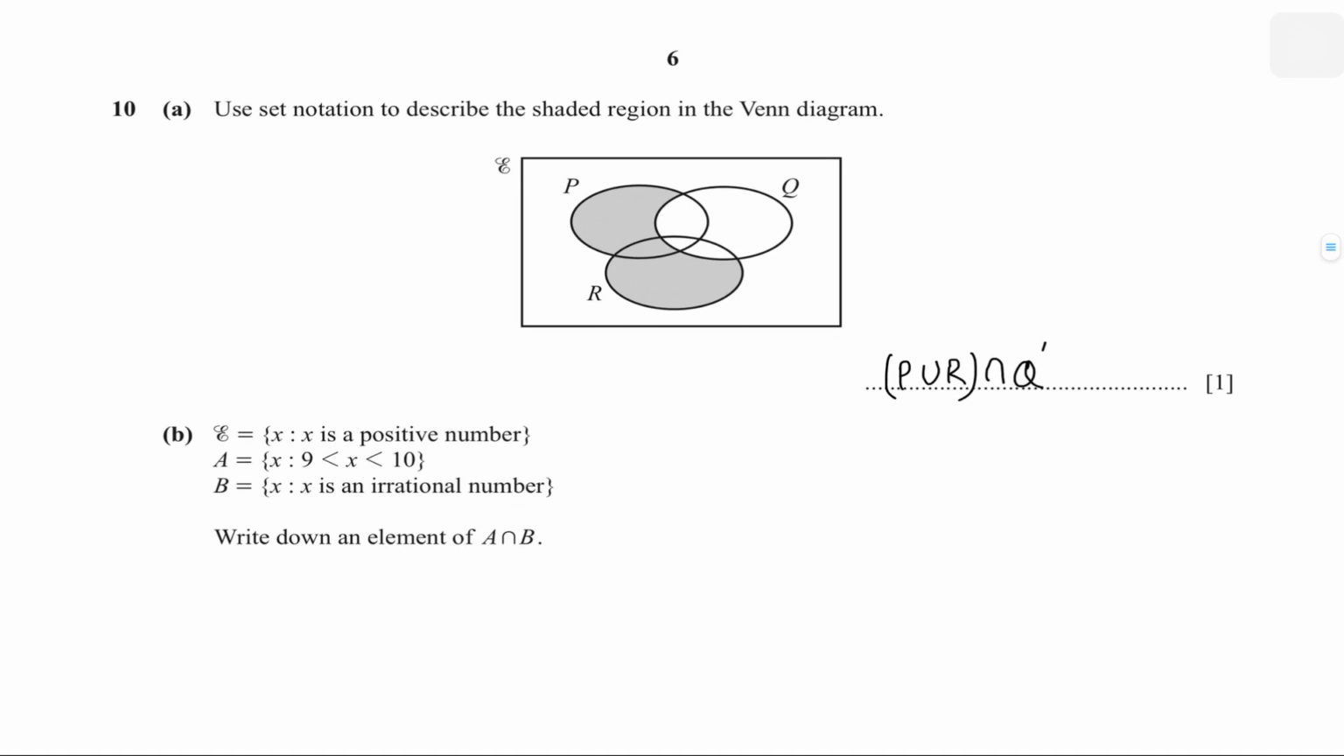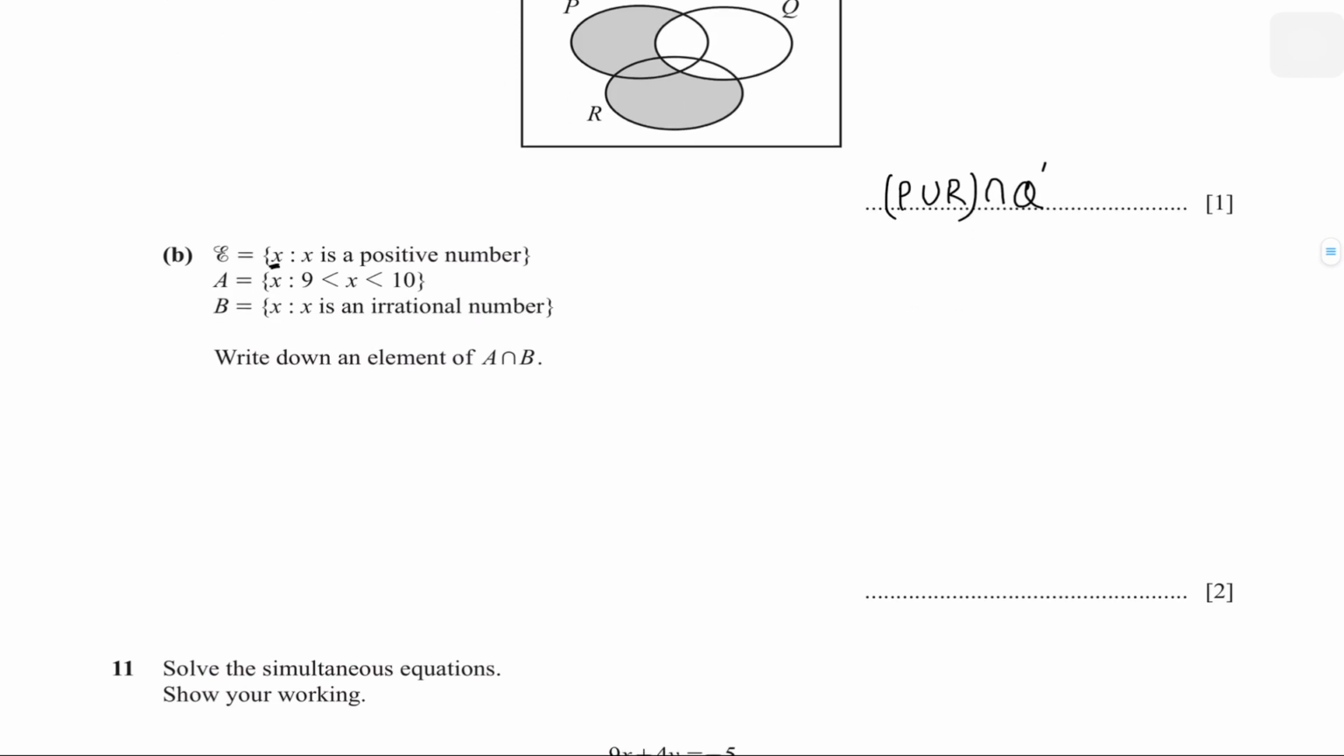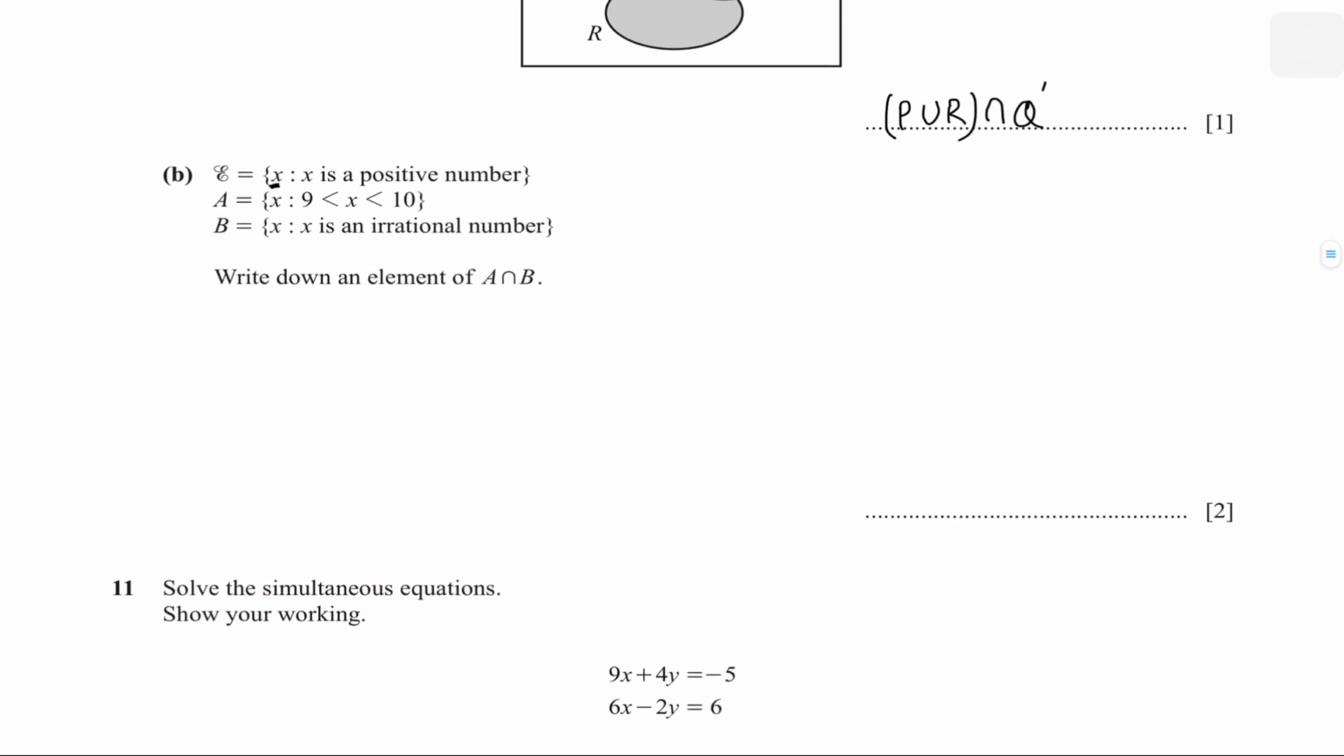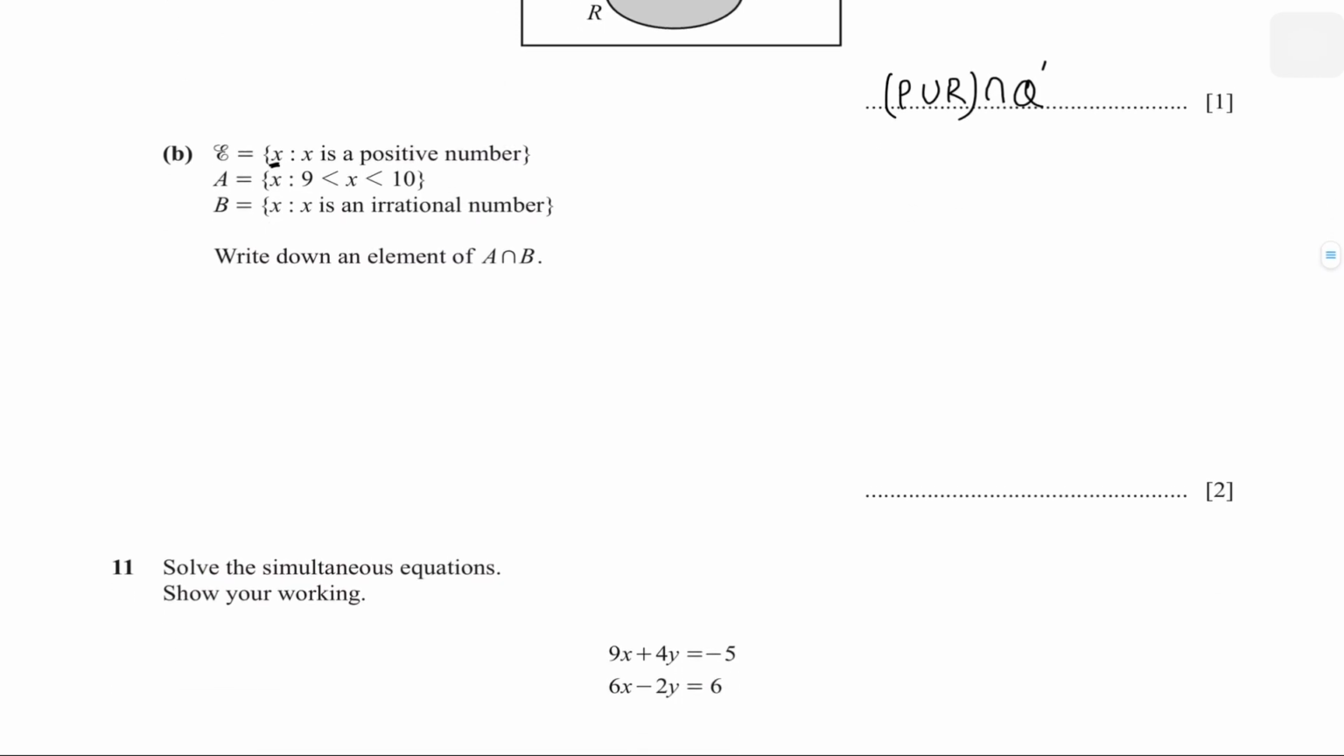Alright, now we have part B, which says there's a universal set x such that x is a positive number. Now A is a set which contains numbers between 9 and 10, B is a set which contains an irrational number. Okay, write down an element of A intersection B. So we need to think of elements that are in set A and in set B.